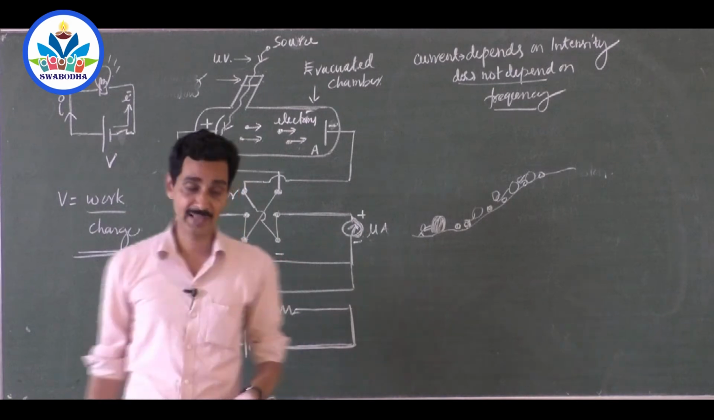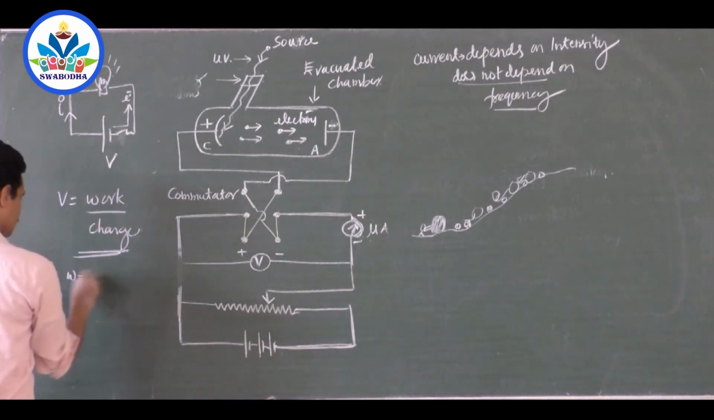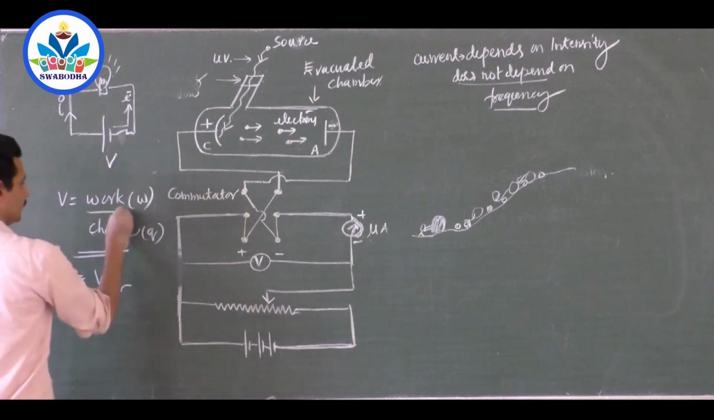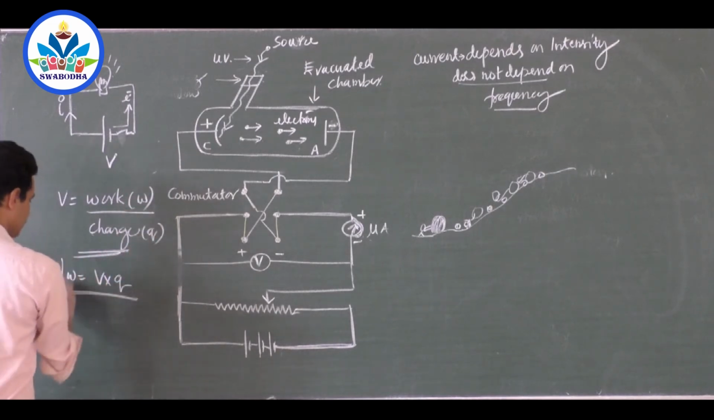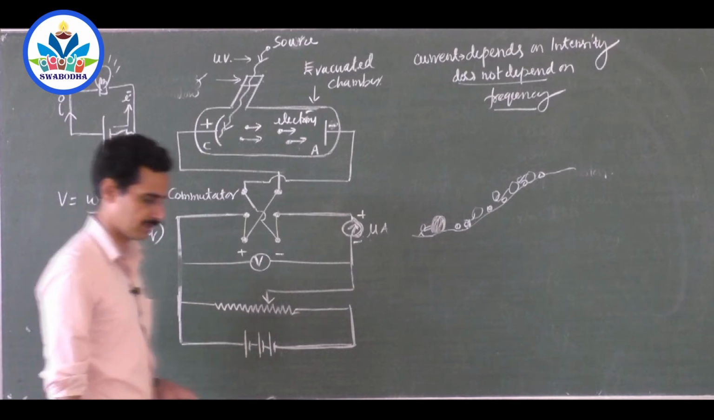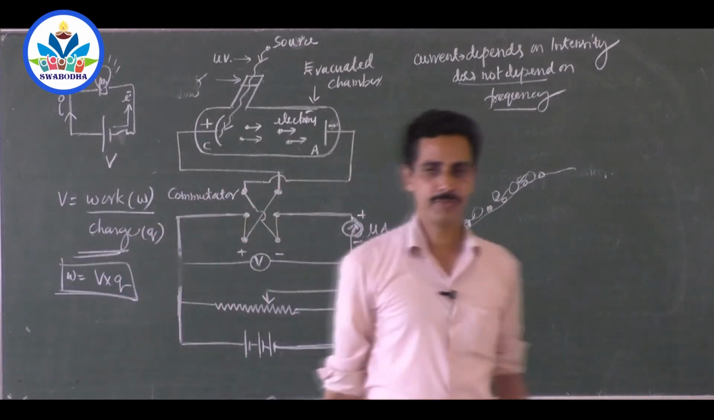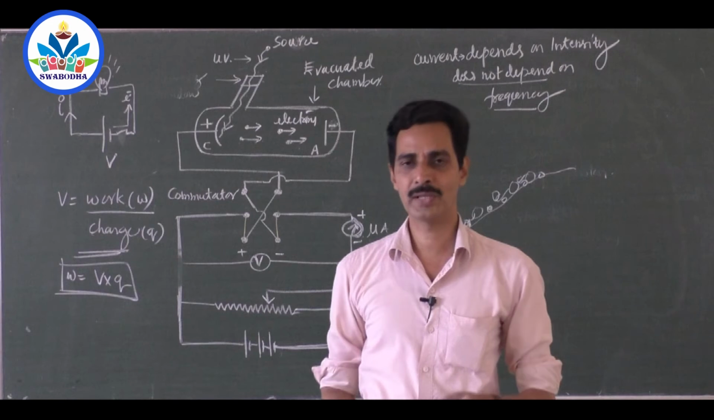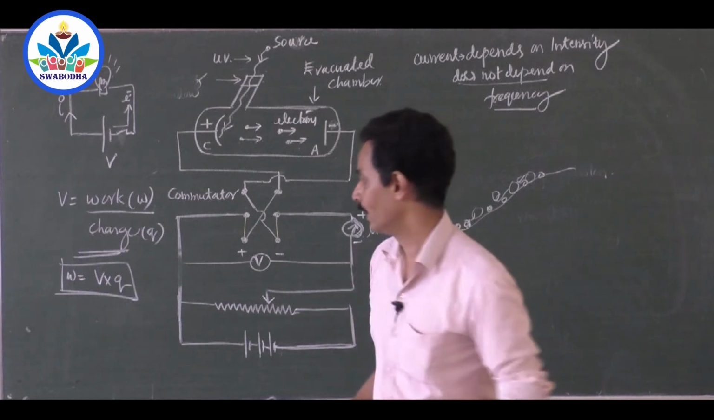What is the work done then? Work done is equal to potential difference into charge. Charge is Q, work is W. If you take it like this, this is the famous formula that you have to know. Charge into potential difference. For example, if a battery sends 1 electron from one end to the other end, if the potential difference of the battery is 10 volt, what is the work done, sir?